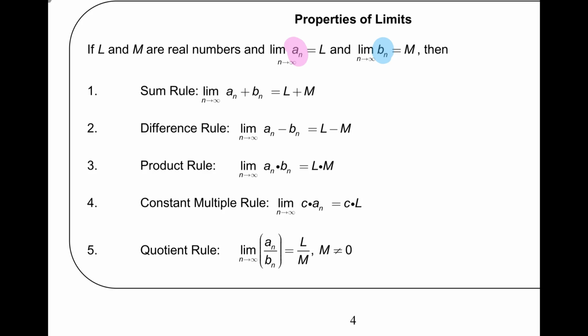So for the first example, L would be 3. L is 3. Cool. L is the actual number. That's the only question.